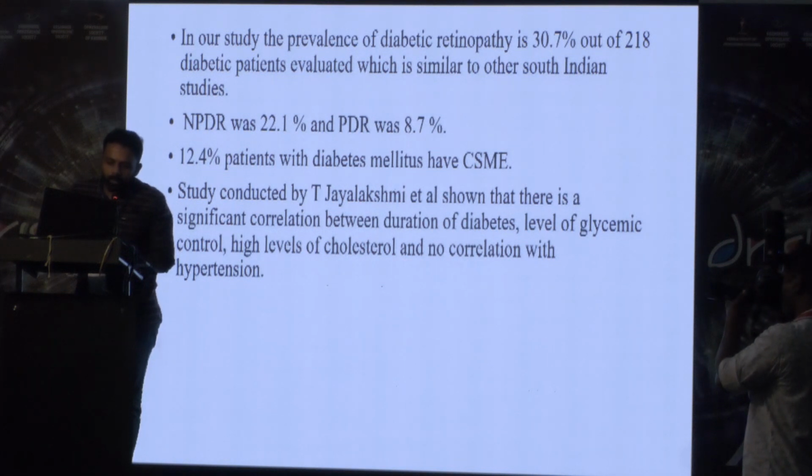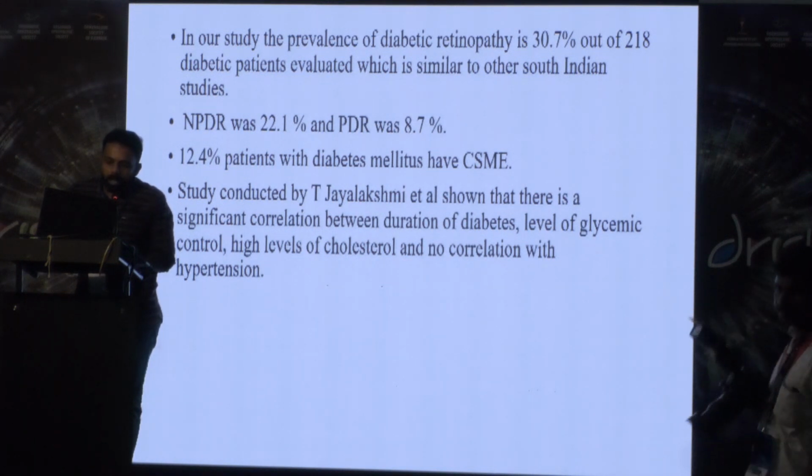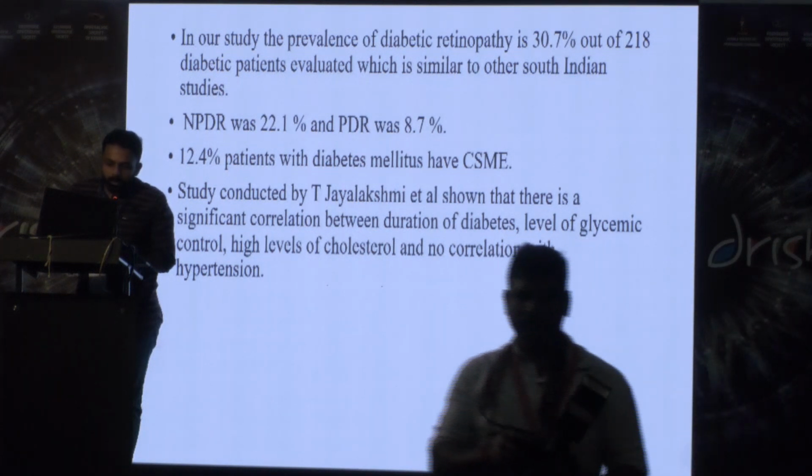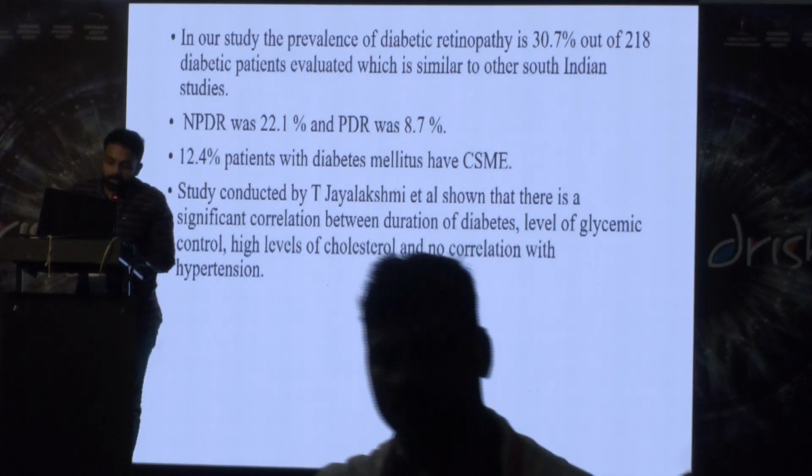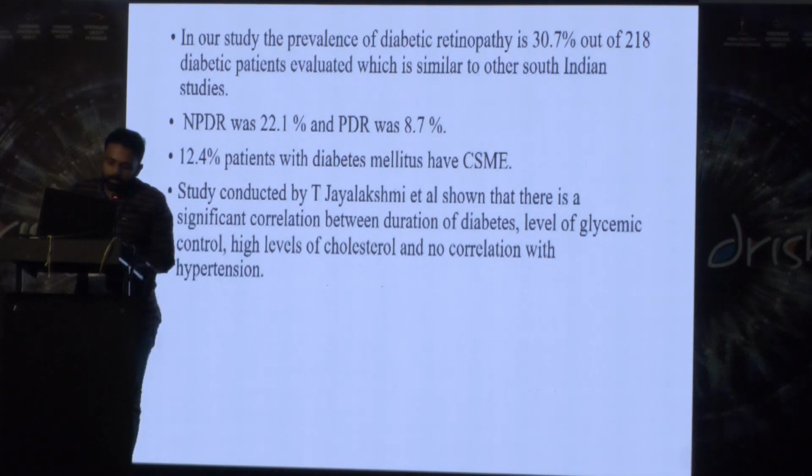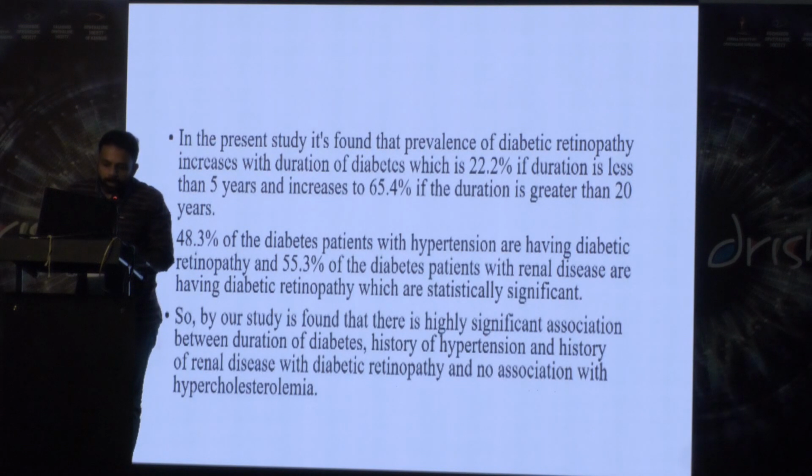NPDR was 22.1% and PDR was 8.7%, while 12.4% of the patients with diabetes had CSME. The study conducted by Dr. Jalakshmi showed a significant correlation between duration of diabetes, level of glycemic control, high levels of cholesterol, and no correlation with hypertension. Whereas in our study, there is a highly significant association with duration of diabetes, history of hypertension, history of renal disease, but no association with hypercholesterolemia.